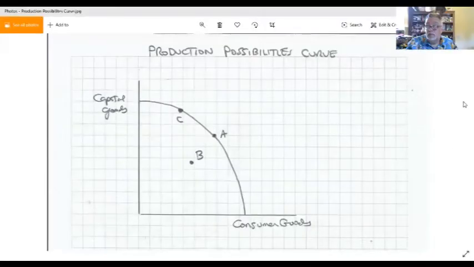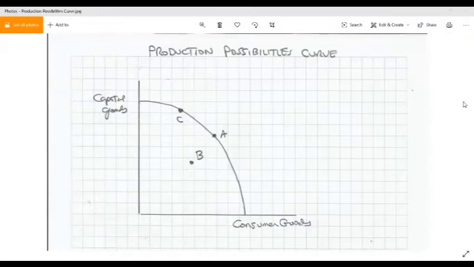Now I'm going to share screen here. Go to my graph. Okay, so, all right, so now this is the graph.